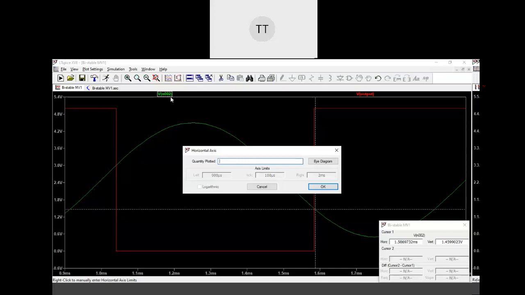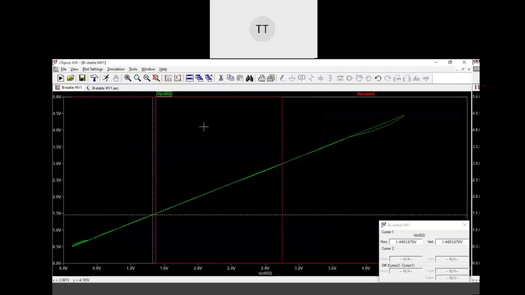What is the name of the input voltage? It is this V of N002. I will type V(N002). What you are supposed to get is the transfer characteristics. I will show you that. Can you see now? These are the transfer characteristics.